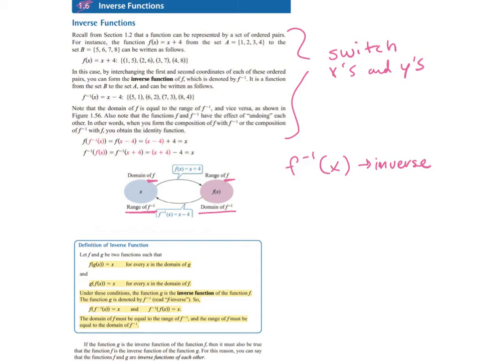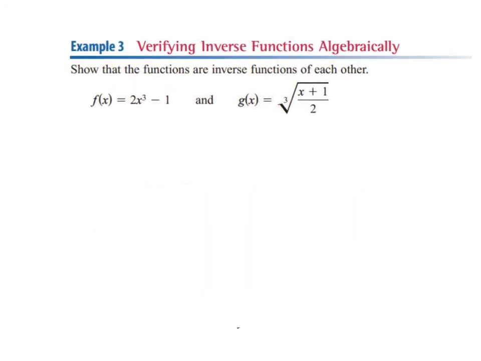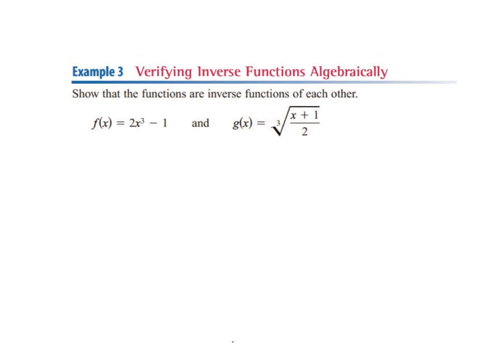Going to the next page. To find the inverse, we switch the x's and y's. To test to see if two things are inverses of each other, we would just do f of g of x like we did yesterday, and we do g of f of x. If they're equal, then they are inverses of each other. So if we end up getting the same thing, then our two functions are inverses.